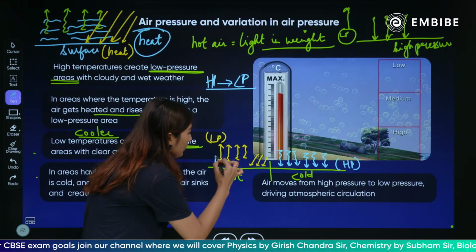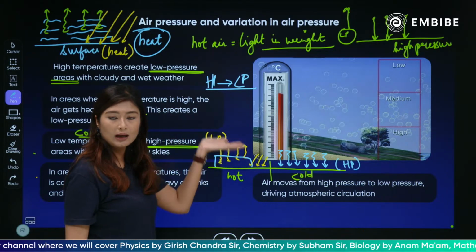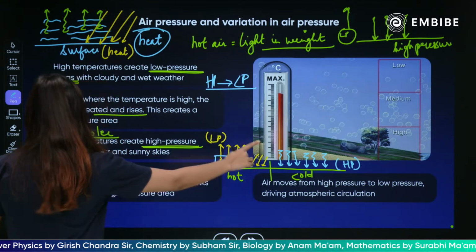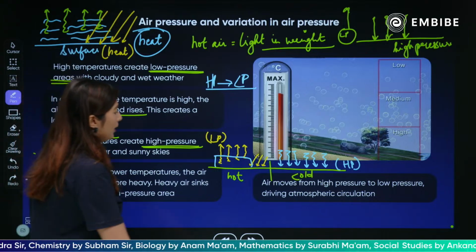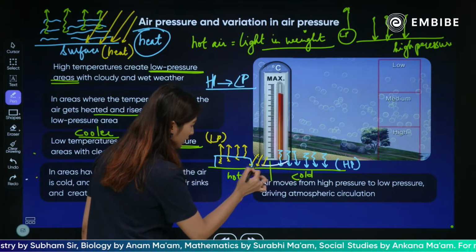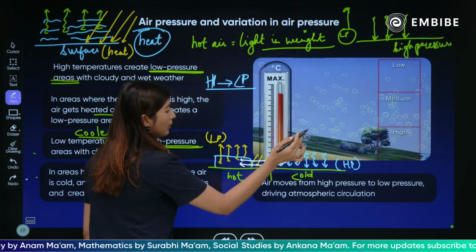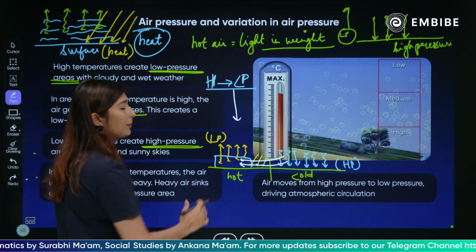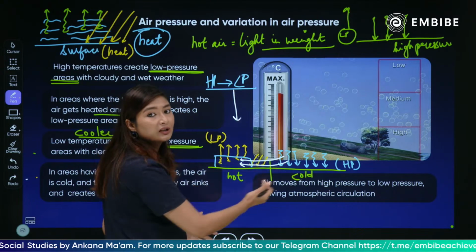There will be certain area empty over here because the air has gone up. थोड़ा सा जगह खाली हो जाएगा, हवा ऊपर चली गई है. So now this hot air will rush in here to fill this up, which means from high pressure to low pressure, air will move to fill this up, and that is how we feel the wind. That is how the temperature also circulates.